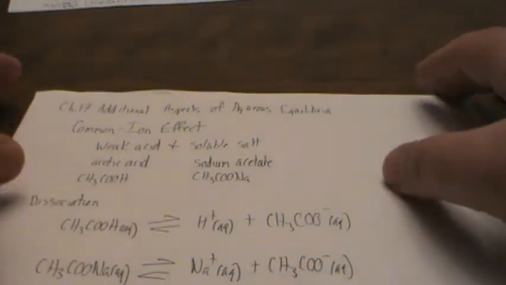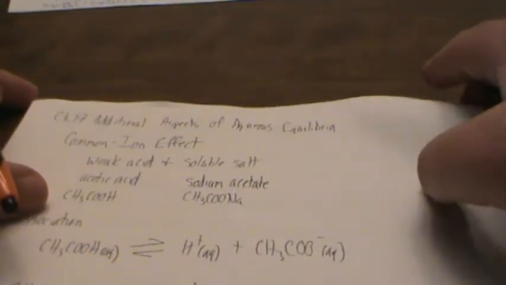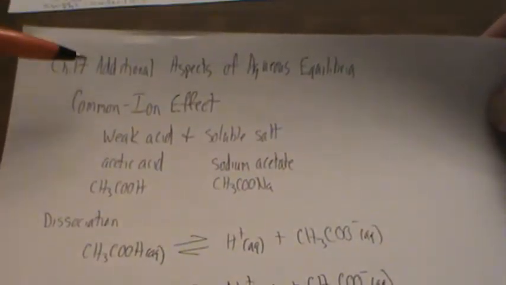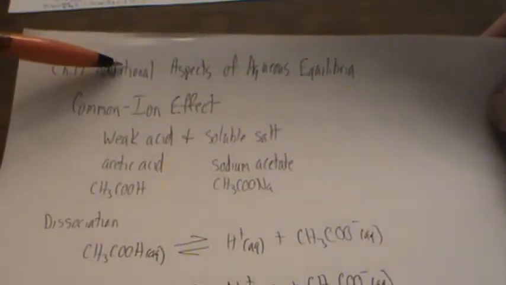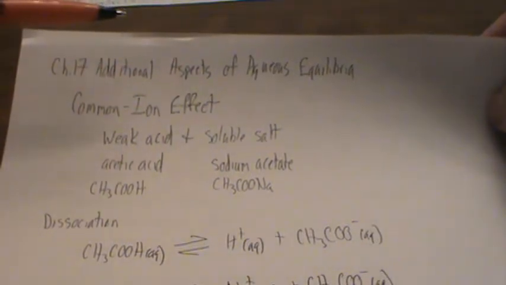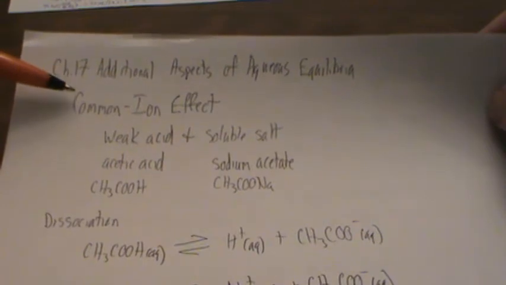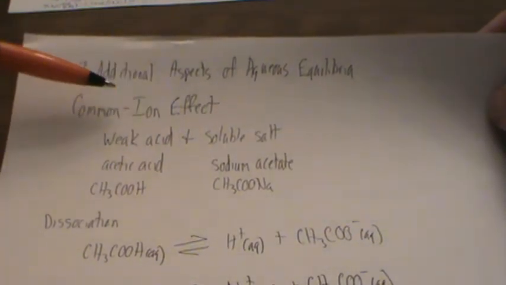Okay, chapter 17, the next chapter that we're going to try to get through as much information as possible before next week. Chapter 17 is titled The Additional Aspects of Aqueous Equilibrium. Now, one of the things that we have with this chapter is this thing called a common ion effect.